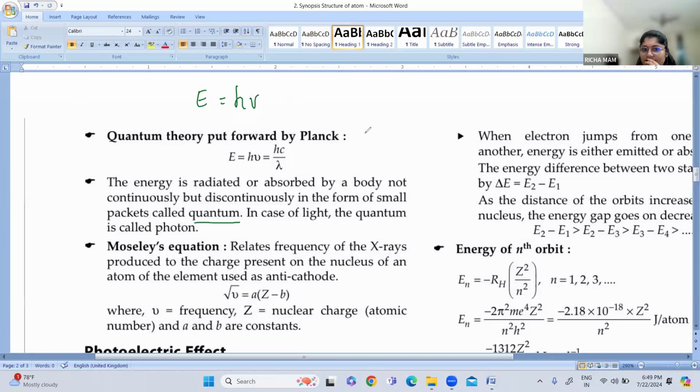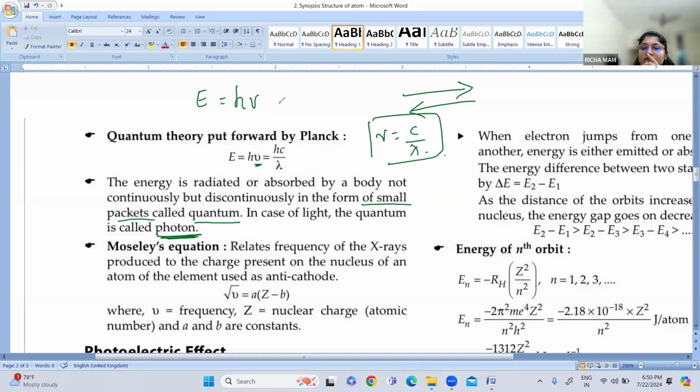The energy radiated or absorbed by a body is not passed continuously, but in small packets. That is called quantum, and the quantum is nothing but the photon, which is light. Energy is represented by h into nu. We know nu is equal to c by lambda.